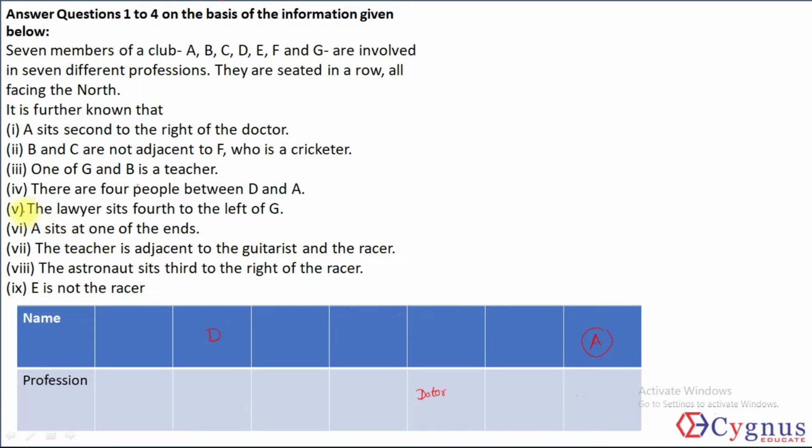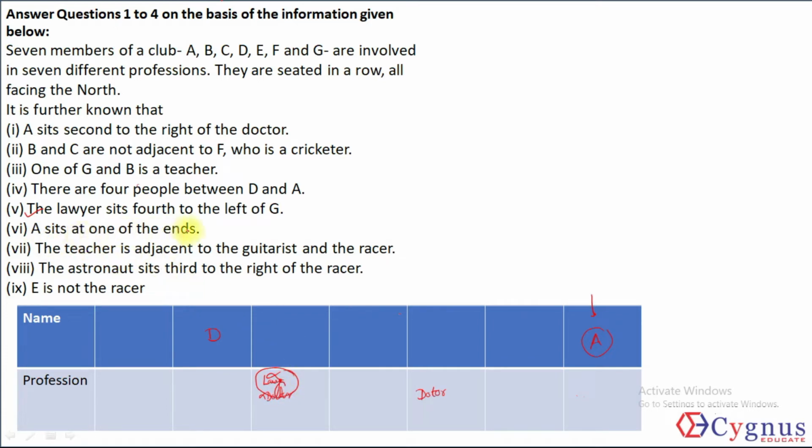Now let's use this one. The lawyer sits fourth to the left of G. Name of this person is not G. That's why this person cannot be a lawyer. Yes or no? Because this is not G. It's given that lawyer sits fourth to the left of G. This person is not G. That's why this place cannot be occupied by a lawyer. This person is not a lawyer, not a doctor also. How many possibilities I have eliminated here? 2. Let's look at the next clue.